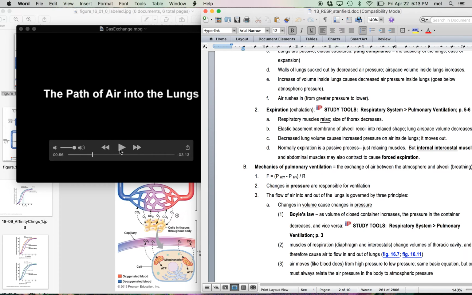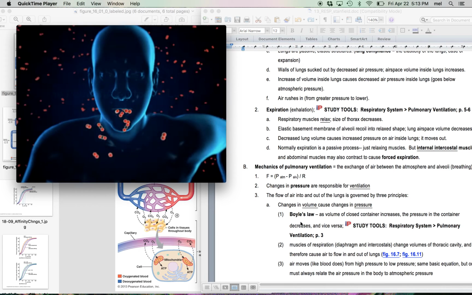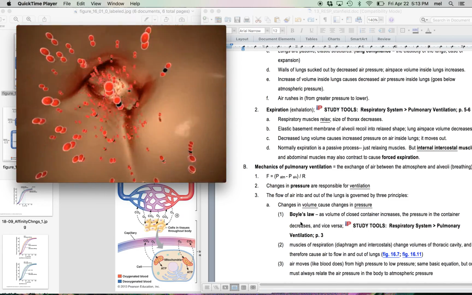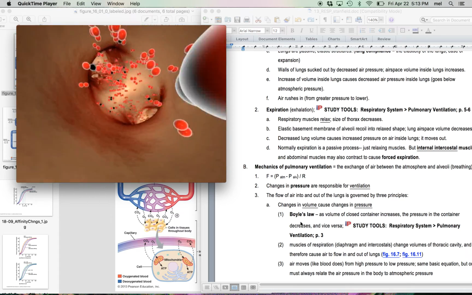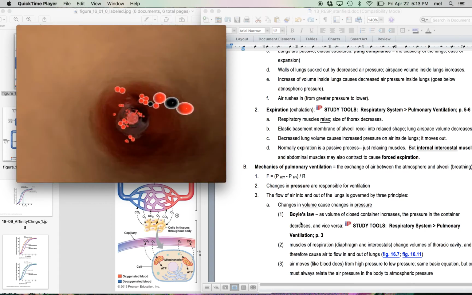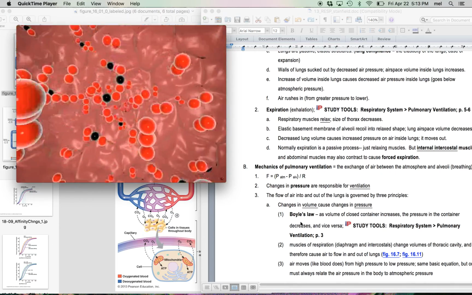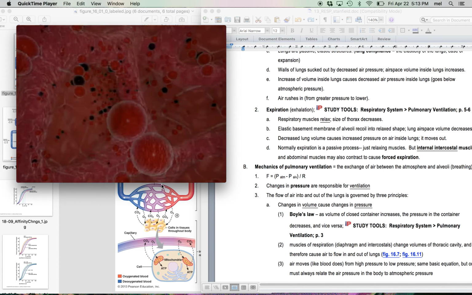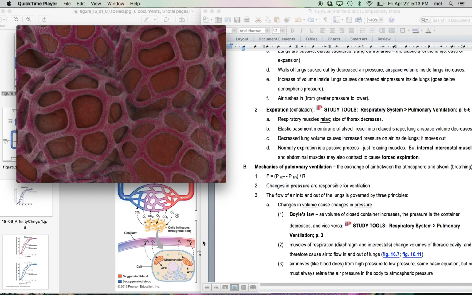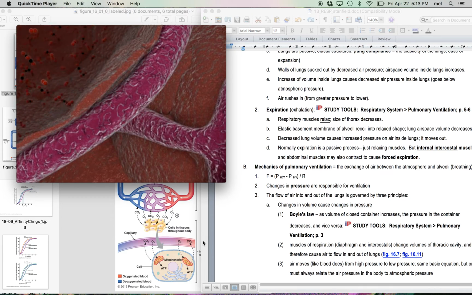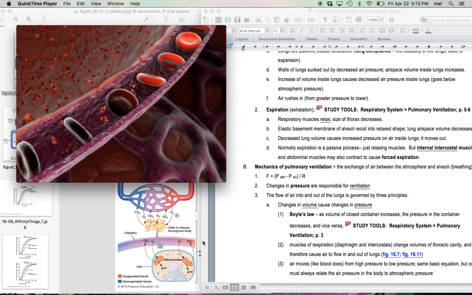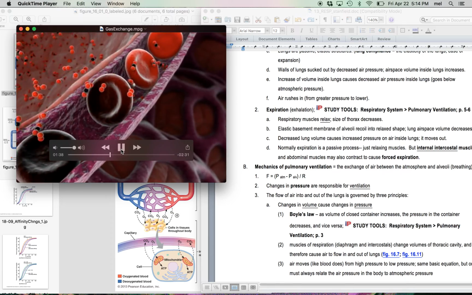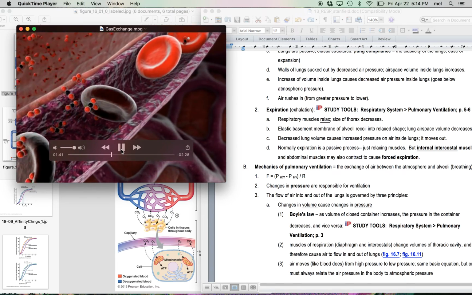So let's talk about the path of air into the lungs. Air enters the nose or mouth, moves down the trachea, and goes into the two bronchi. Air moves down smaller and smaller bronchioles until it reaches a tiny sac, an alveolus. Each alveolus is surrounded by capillaries. Oxygen diffuses from the alveolus to the blood, and carbon dioxide diffuses from the blood to the alveolus. As blood flows through the capillary, it becomes rich in oxygen.